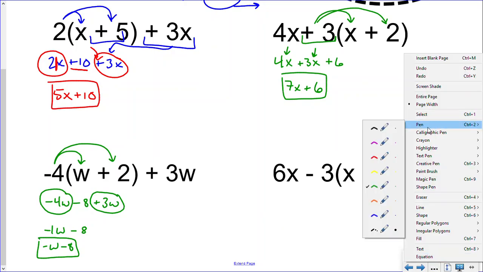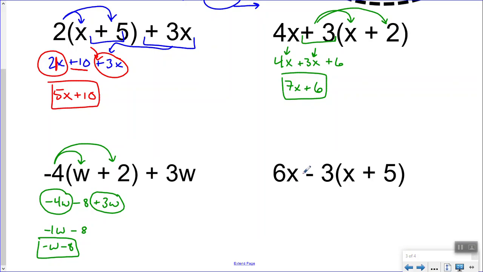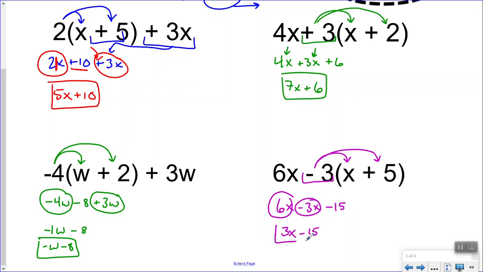When we have subtraction in the middle here, like we do with this one, we want to make sure that we keep that negative sign stuck with that 3. So again, we bring down the 6x, and now we do negative 3 times x, which is negative 3x, and negative 3 times 5, which is negative 15. Now we go ahead and combine like terms. So we have 6x and negative 3x, so 6 minus 3 is 3, and we bring down the x, and then we bring down minus 15 because that didn't change, and it doesn't have anything to combine.